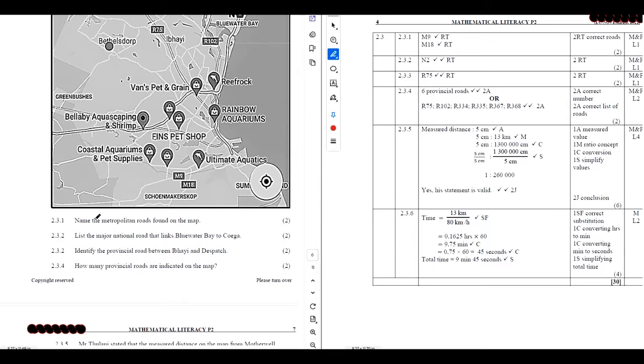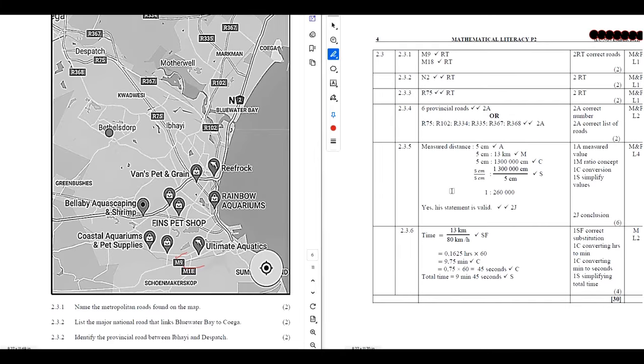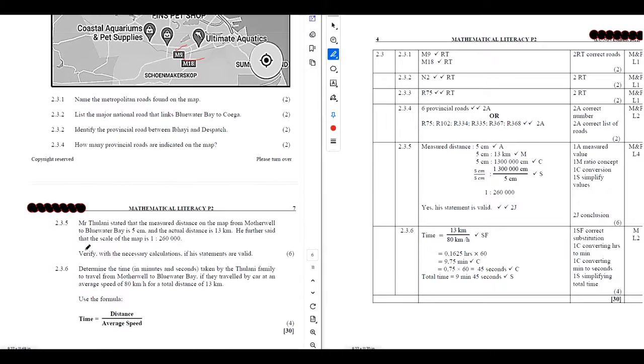So we can be asked to name the metropolitan road found on the map. So guys, like I said, metropolitan roads are shown by the letter M. So if it's M, it means that it's a metropolitan road. Okay, so you read your questions and then come to the map. And once you're done, you can come and verify whether what you wrote is correct or not on the side, because I've also attached the memo for you guys.